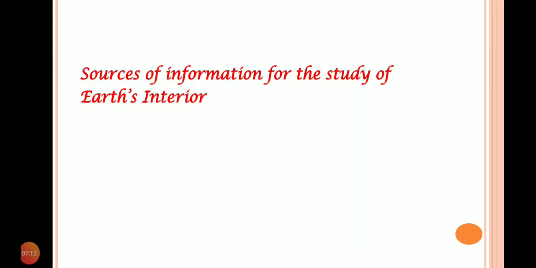Next, sources of information for the study of Earth's interior. First, let us know about the direct sources of information about the Earth's interior. Deep earth mining and drilling reveal the nature of rocks deep down the surface. But as mining and drilling are not practically possible beyond a certain depth, they don't reveal much information about the Earth's interior.